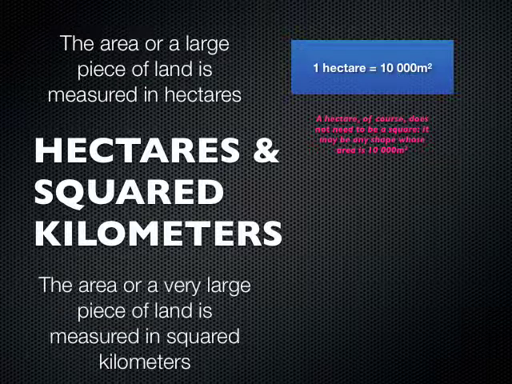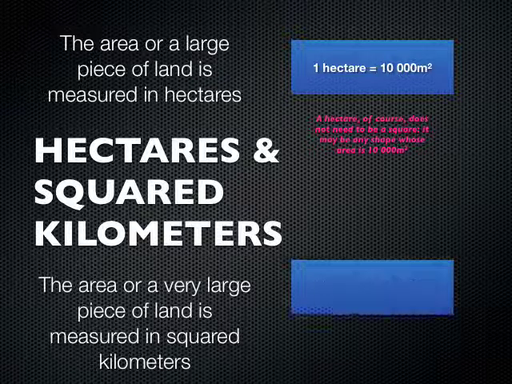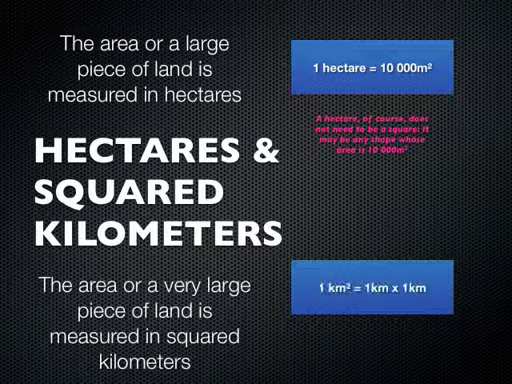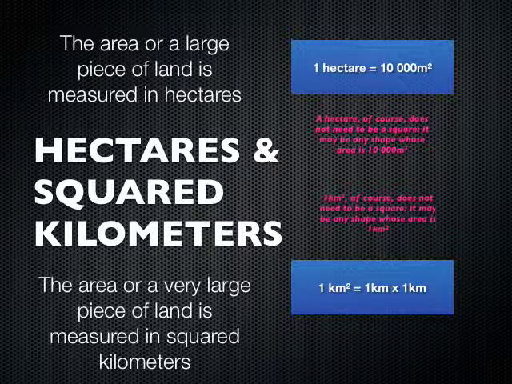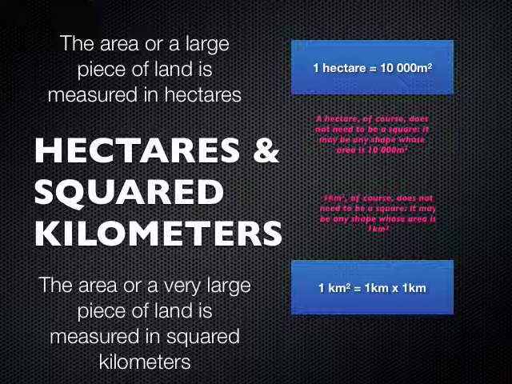Now, if you want a very large piece of land, these large areas are measured in squared kilometers. And 1 kilometer squared is equal to 1 kilometer times 1 kilometer. And again, 1 kilometer squared, of course, does not need to be a square. It may be any shape whose area is 1 kilometer squared.